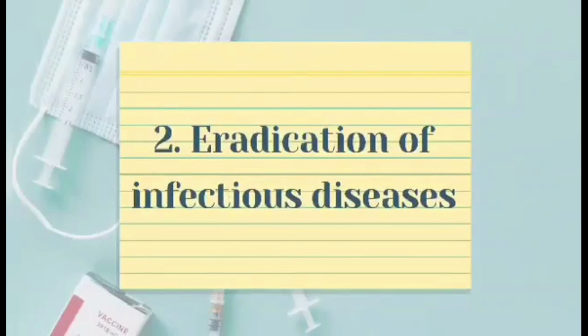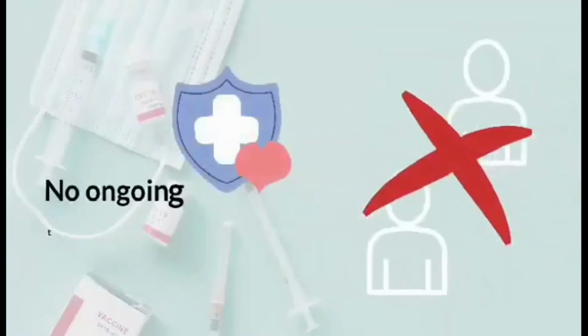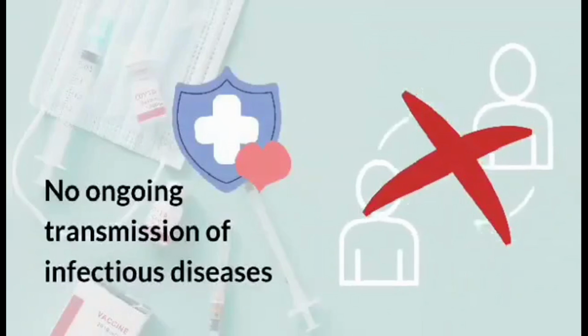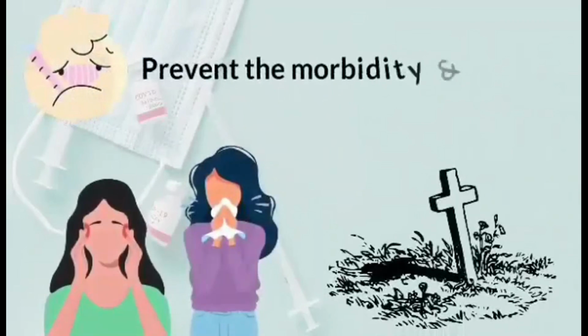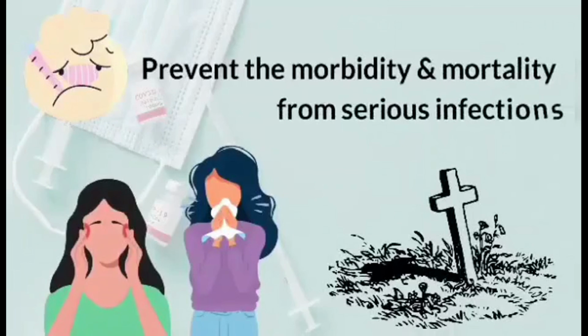Secondly, eradication of infectious diseases occurs when people get their vaccines. When high levels of population immunity are achieved globally, this can ensure that there is no ongoing transmission of infectious diseases in our well-connected world. Vaccines have been preventing the morbidity and mortality from serious infections that disproportionately affect children.